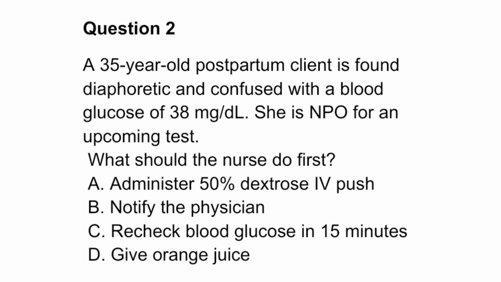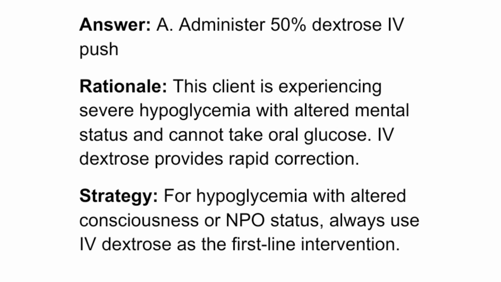Question 2. A 35-year-old postpartum client is found diaphoretic and confused with a blood glucose of 38 mg/dL. She is NPO for an upcoming test. What should the nurse do first? A. Administer 50% dextrose IV push. B. Notify the physician. C. Recheck blood glucose in 15 minutes. D. Give orange juice. Answer: A.